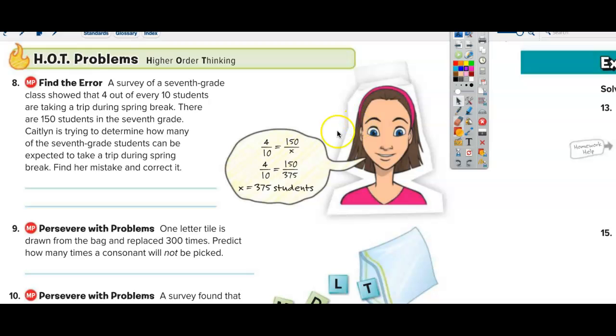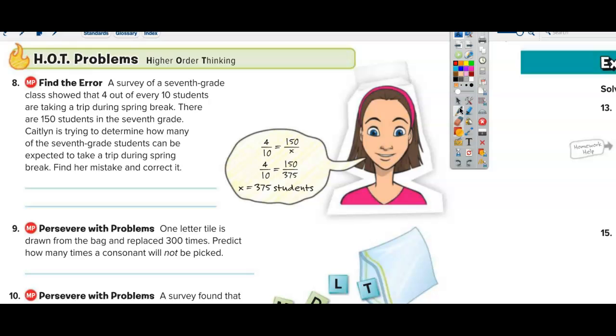A survey of a 7th grade class showed that 4 out of every 10 students are taking a trip during spring break. There are 150 students in the 7th grade. Caitlin is trying to determine how many of the 7th grade students can be expected to take a trip during spring break. We need to find her mistake and correct it.